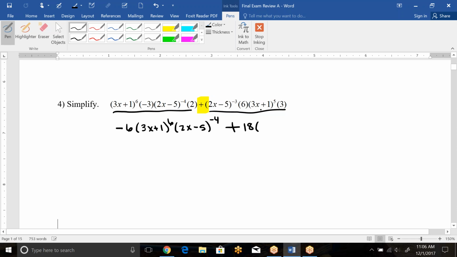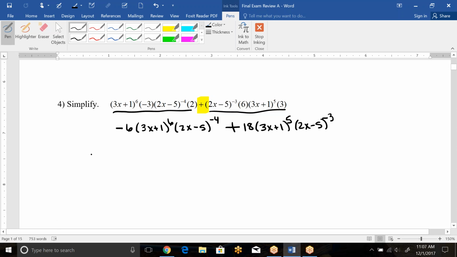And I usually put these in the right order again. So 3x plus 1 to the 5th, because that came first here, and 2x minus 5 to the negative 3. Then we ask, what do each of these terms, now that they're a little cleaner, have in common? You can pull the negative out or not. It depends. Sometimes it's helpful if you pull it out. Sometimes it actually creates a negative somewhere else later. So I'm actually going to leave it this time and just see what happens. We can play with that.